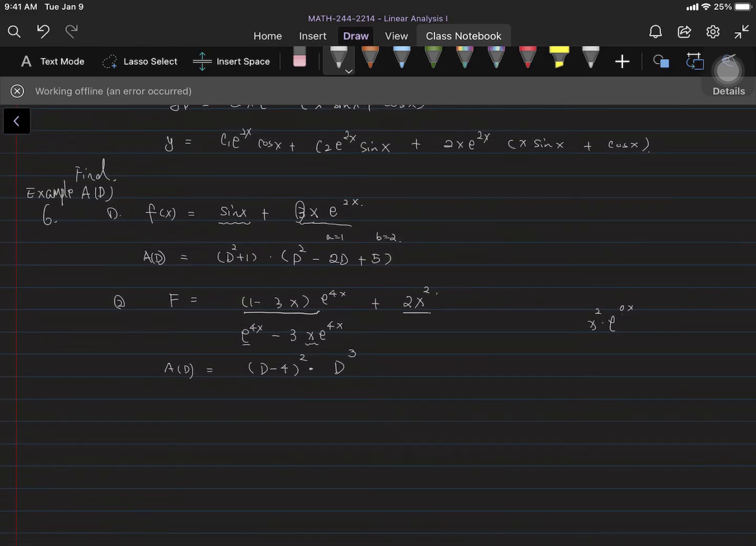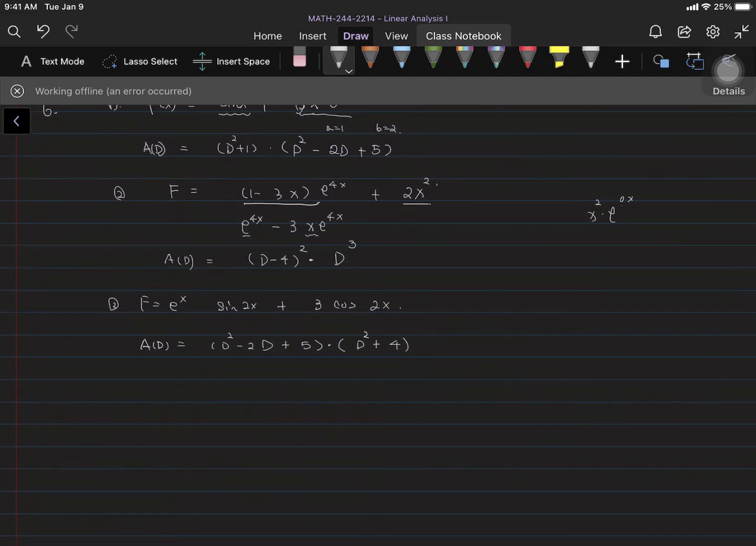Let's take a look at number 3: e to the x sine 2x plus 3 cosine 2x. For the first function, AD is D squared minus 2aD, a is 1, plus a squared plus b squared, which is 5. For the second one, it should be D squared plus 4, right? And it's going to be the product of those two ADs. So that's number 4.